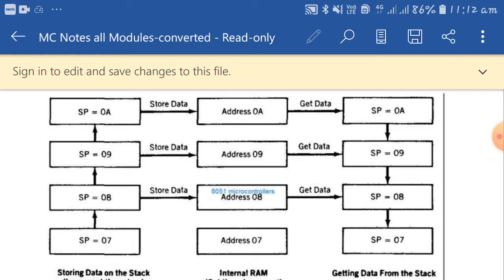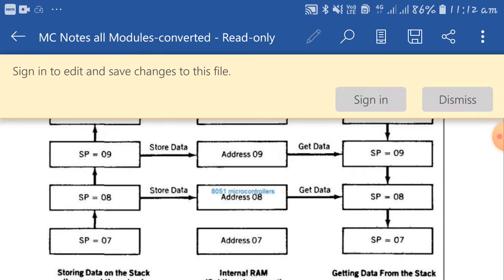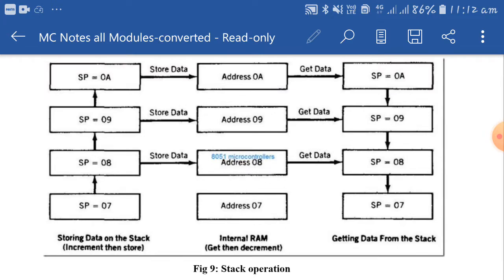Whatever data you store before giving service to the interrupt, you have to get it back for normal execution of the CPU. So for that you have to retrieve the data from the stack. Here you can see that SP is 0A, so that is the last location you stored while pushing the data. Now if you want to get the data, you have to write the instruction pop, and from that location you will get the data back into those registers.